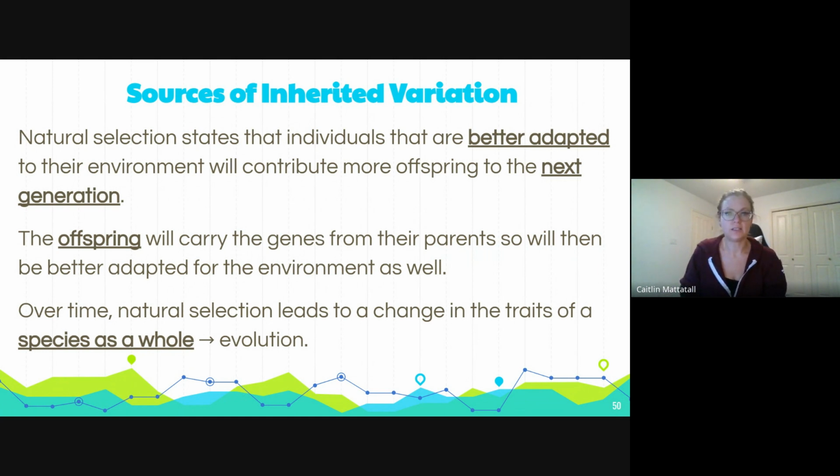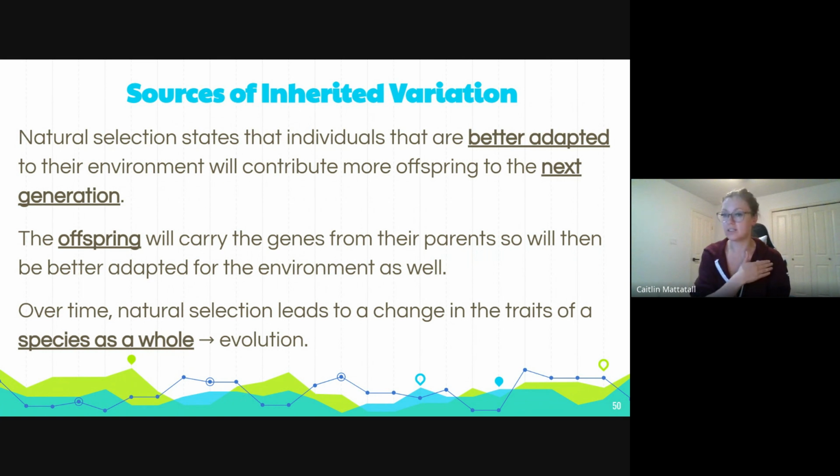So natural selection, again, says that individuals that are better adapted to their environment, so have traits that allow them to survive better, are going to contribute more offspring to the next generation, because usually if you are alive, you are able to potentially have babies, whereas if you are dead, you are not having babies. So things that help to increase your survival are going to help you to pass on your genetic information. And the offspring that these individuals have will also carry the genes that have these adaptations, which means they're probably going to be better adapted to that environment, which means that they are also going to have more babies, and so on and so forth.